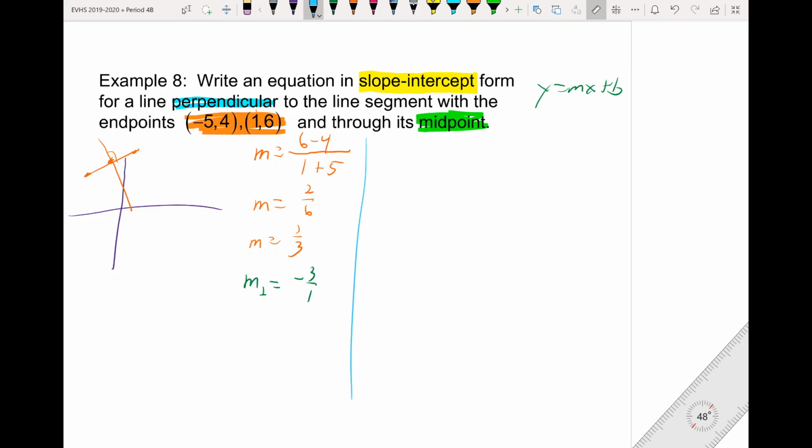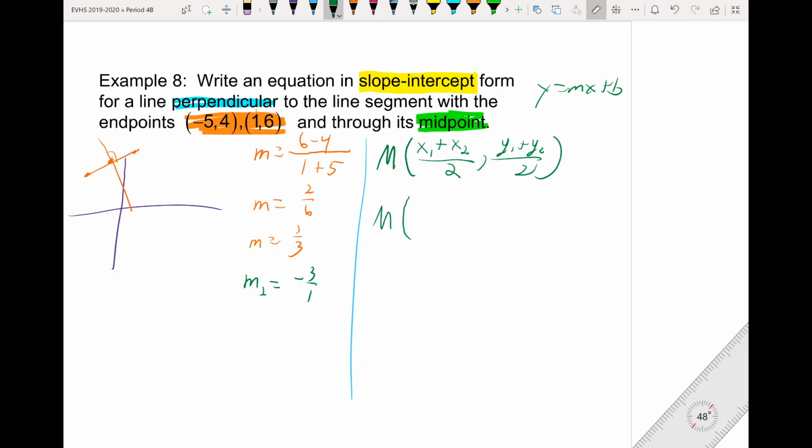Now, I got to find this midpoint. So midpoint, ooh, anybody remember that formula from Unit 1? Midpoint formula? X1 plus, that's right, not Y1, X2 divided by 2. No, come on, guys. Average the X's. Oh yeah, that's the other one. And then, like the other one, Y1 plus Y2 all over 2. Average the X's, average the Y's.